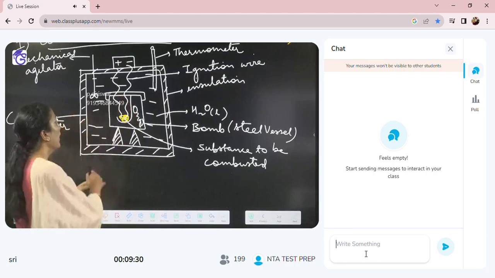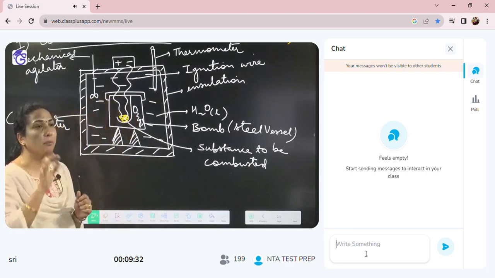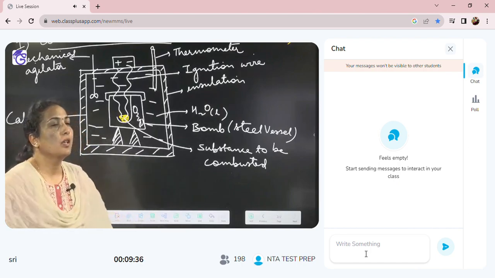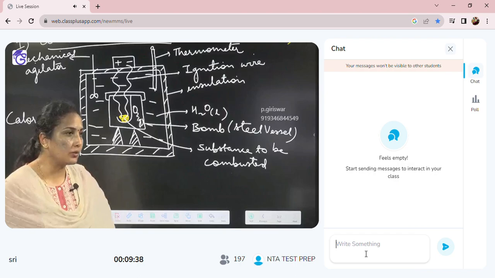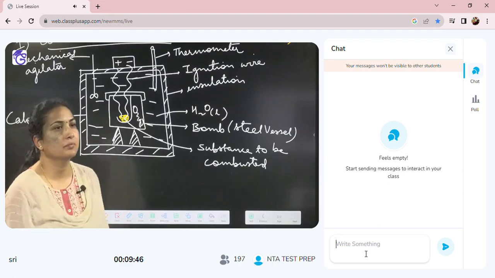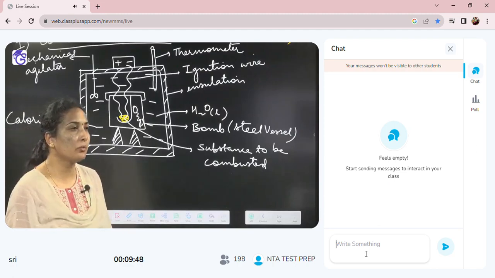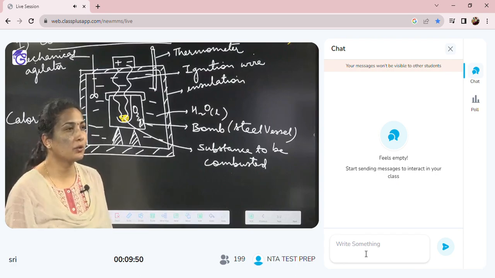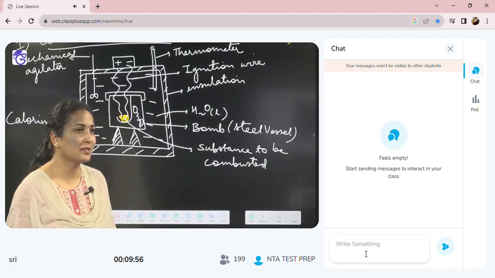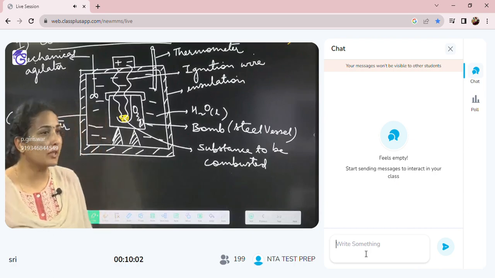Now the thing is, we have taken the substance to be combusted, and oxygen gas is also there. When I ask you whether combustion of any substance is an exothermic or endothermic reaction, combustion? Somebody is asking me why it is a bomb calorimeter. What answer should I give you when I have drawn that already? It is labeled here as bomb and calorimeter. It is an exothermic reaction.